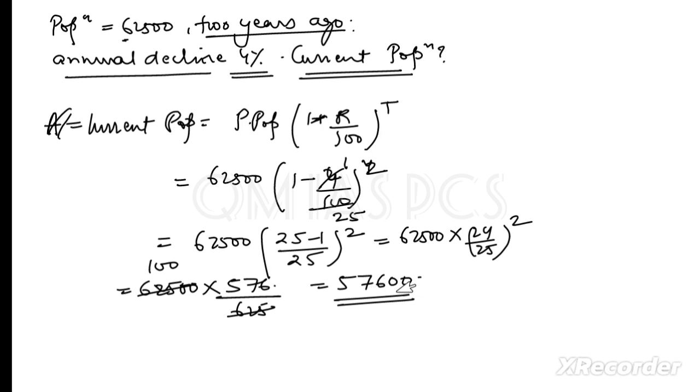57,600. Okay, so like that we have to consider where we have to subtract and where we have to add. We have to understand that one. If the population is increasing, then in that case we have to add. Here the population is declining, that's why we have subtracted. Okay, so there is no ideal formula. We have to understand, we have to apply logic.